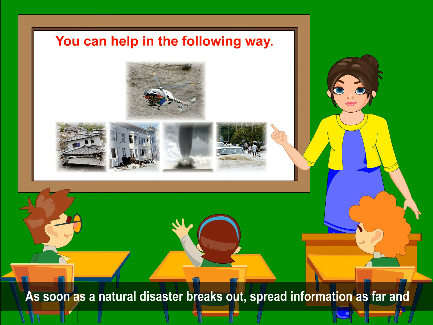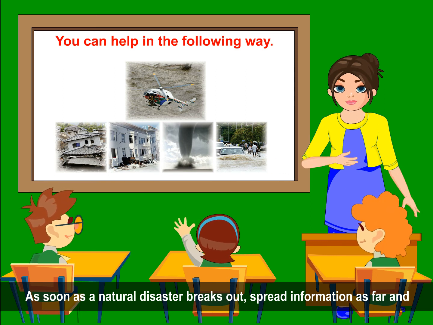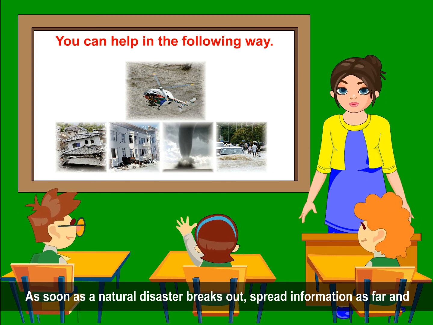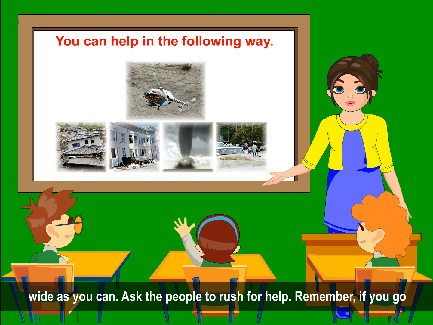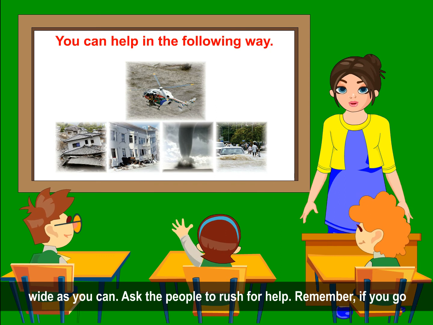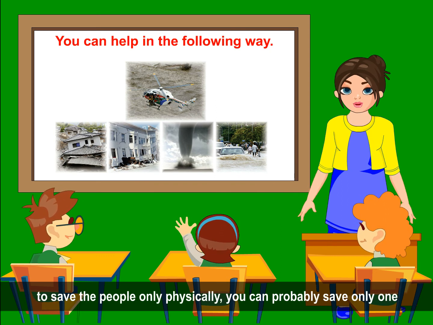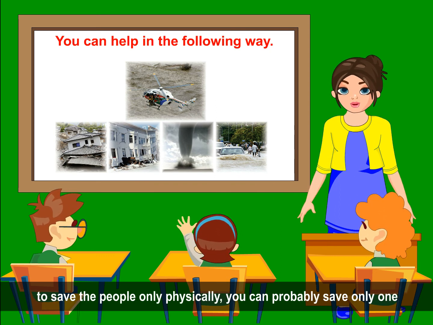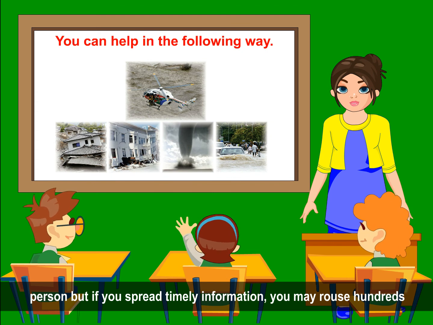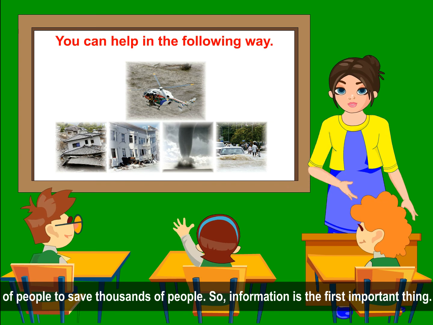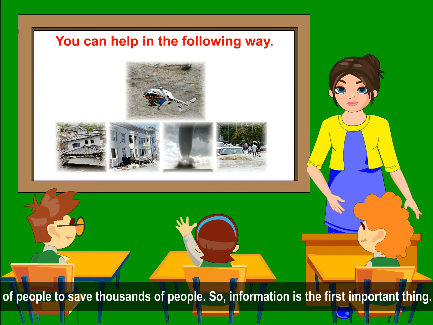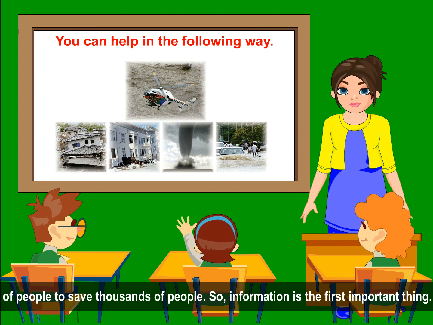You can help in the following way. As soon as a natural disaster breaks out, spread information as far and wide as you can. Ask the people to rush for help. Remember, if you go to save the people only physically, you can probably save only one person. But if you spread timely information, you may rouse hundreds of people to save thousands of people. So information is the first important thing.